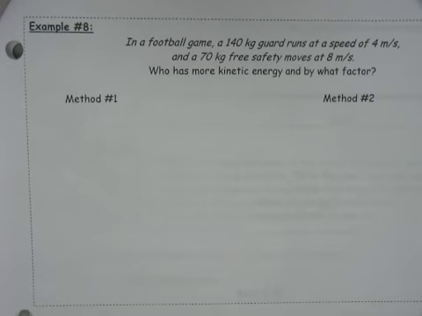Alright, we're on the last video of unit number 5, page 13 of your notes. And here it goes. In a football game, a 140-kilogram guard runs at a speed of 4 meters per second, and a 70-kilogram free safety moves at 8 meters per second. Who has more kinetic energy, and by what factor?